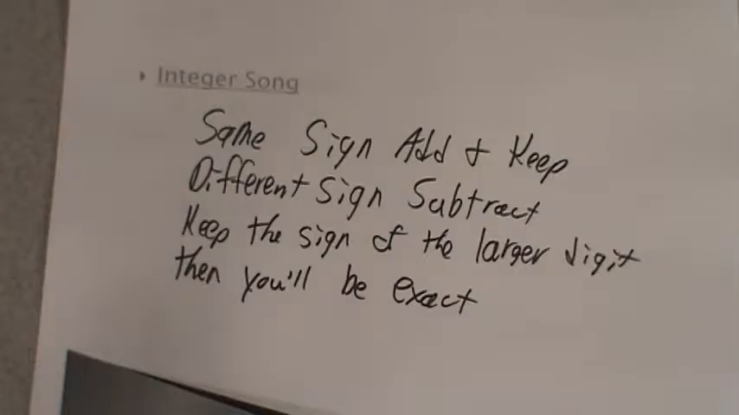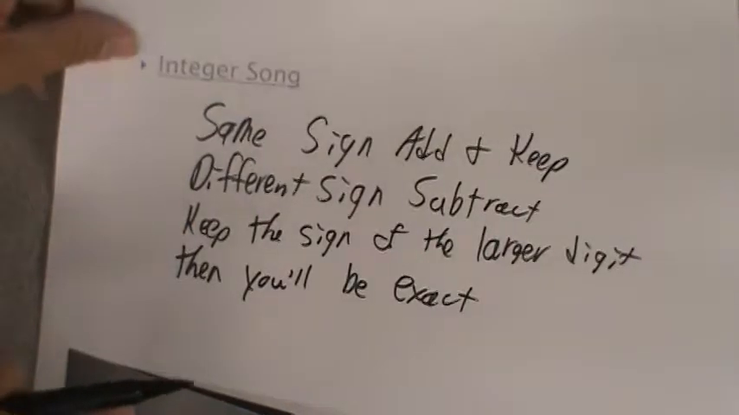Here's the words. Sing it along with me. Same sign, add and keep. Different sign, subtract. Keep the sign of the larger digit, then you'll be exact. So anytime you can't remember how to combine some of your positive and negatives, remember that song.